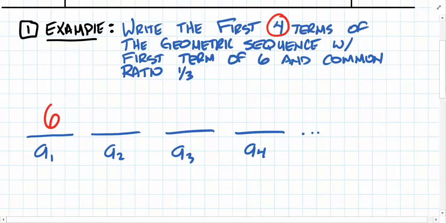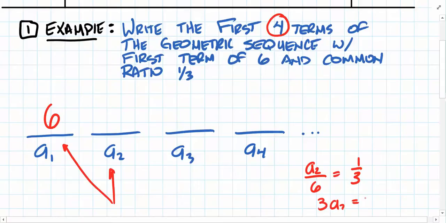Now remember that whenever I take this number here and divide it by that number, I have to get 1/3. So let's take a sub 2 divided by the number 6, and it has to be 1/3. I can just cross multiply. So 3 times a sub 2 has to be worth 6. Therefore, dividing both sides by 3, I get that a sub 2 has to be a value of 2.